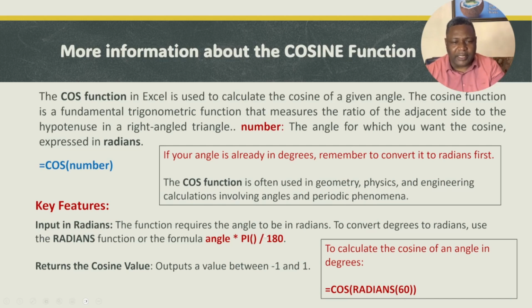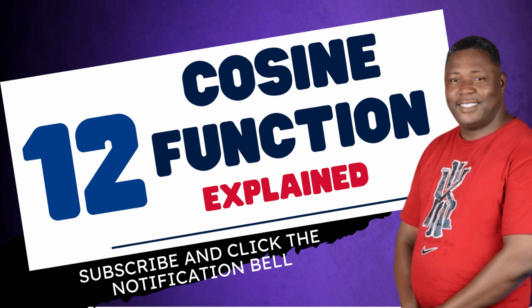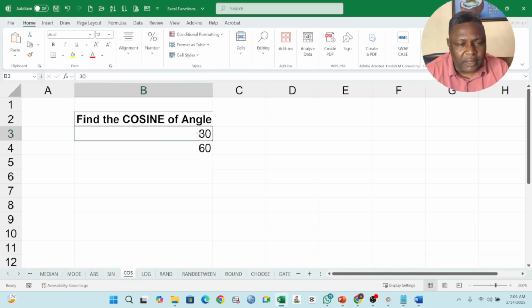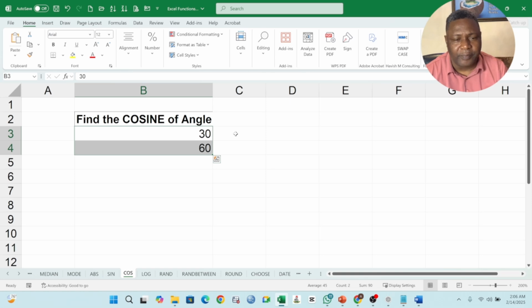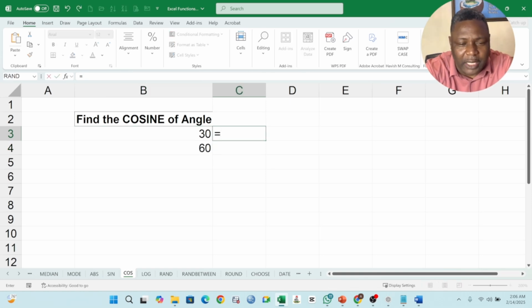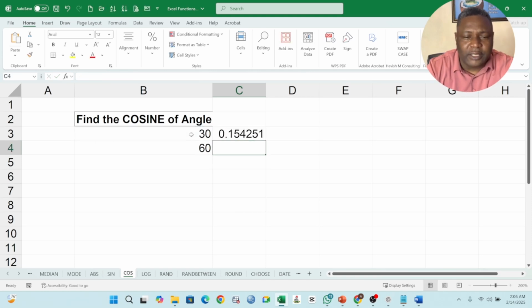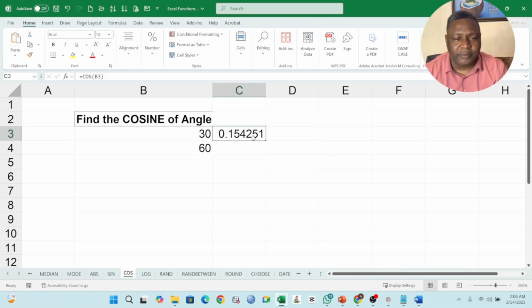So let's go into the worksheet as we see how this is done. Now, this is the value in degrees, and we want to calculate the cosine. So if we do COS like this, it's going to give us a value that is not the cosine of the angle directly. So you still have to convert this to radians, right? You still have to convert this to radians.